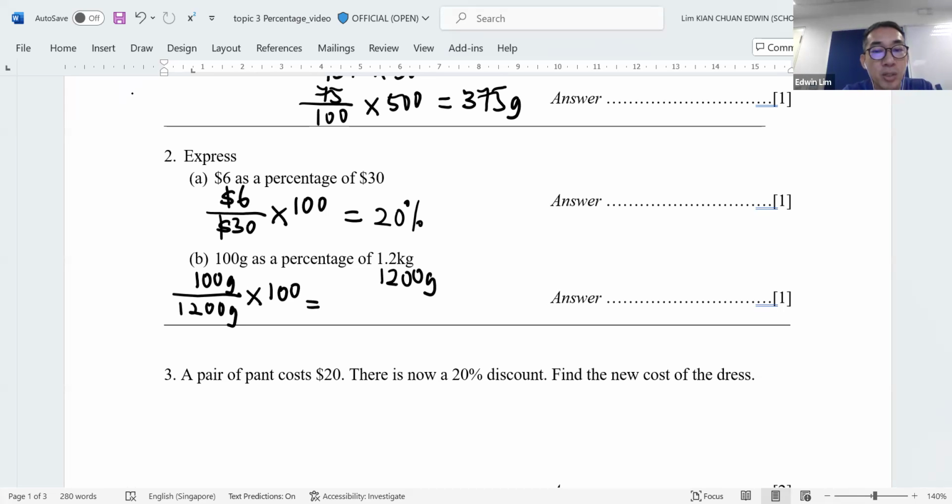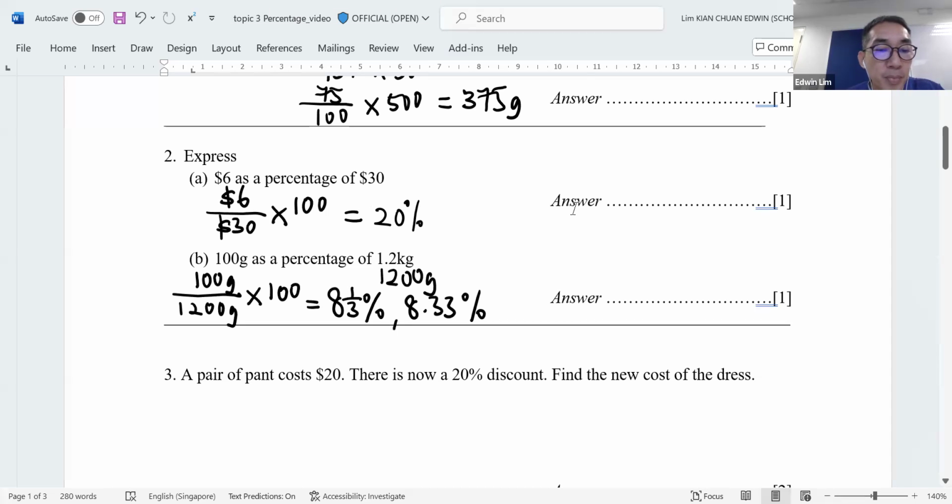You have to make sure that the units are the same. 100 over 1,200, right? I will get 8 and 1/3%, or I can say 8.33%. Up to you.